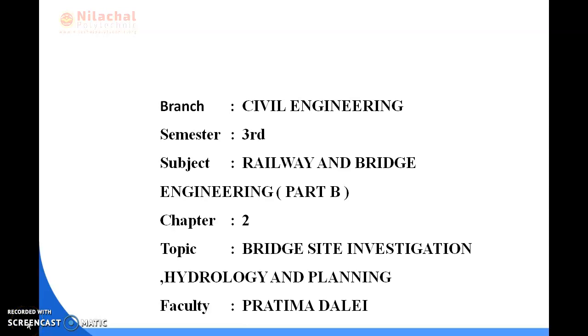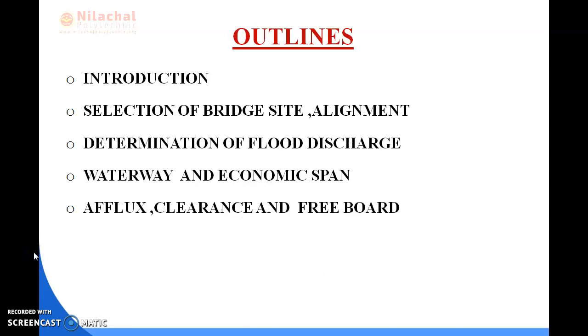So, today we are going to discuss our bridge chapter, which is your second chapter: bridge site investigation, hydrology, and planning. Okay, come to the next slide. So, this chapter contains outlines that are introduction, selection of bridge site alignment, determination of flood discharge, waterway and economic span, afflux, clearance and freeboard. So we will discuss them one by one throughout our chapter.